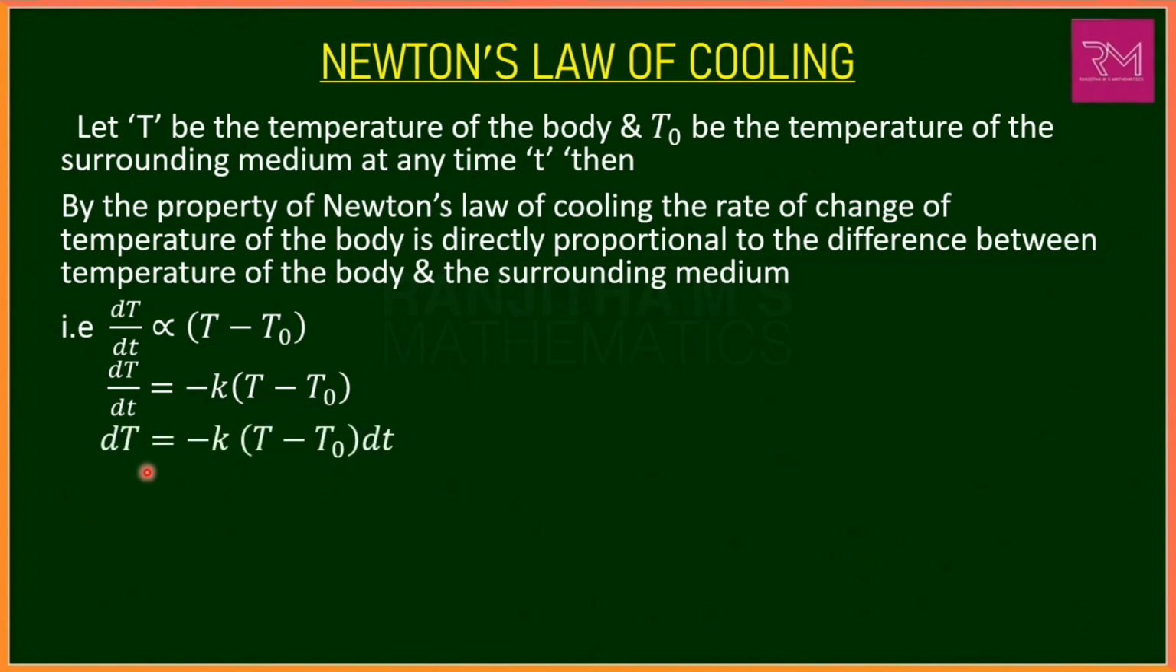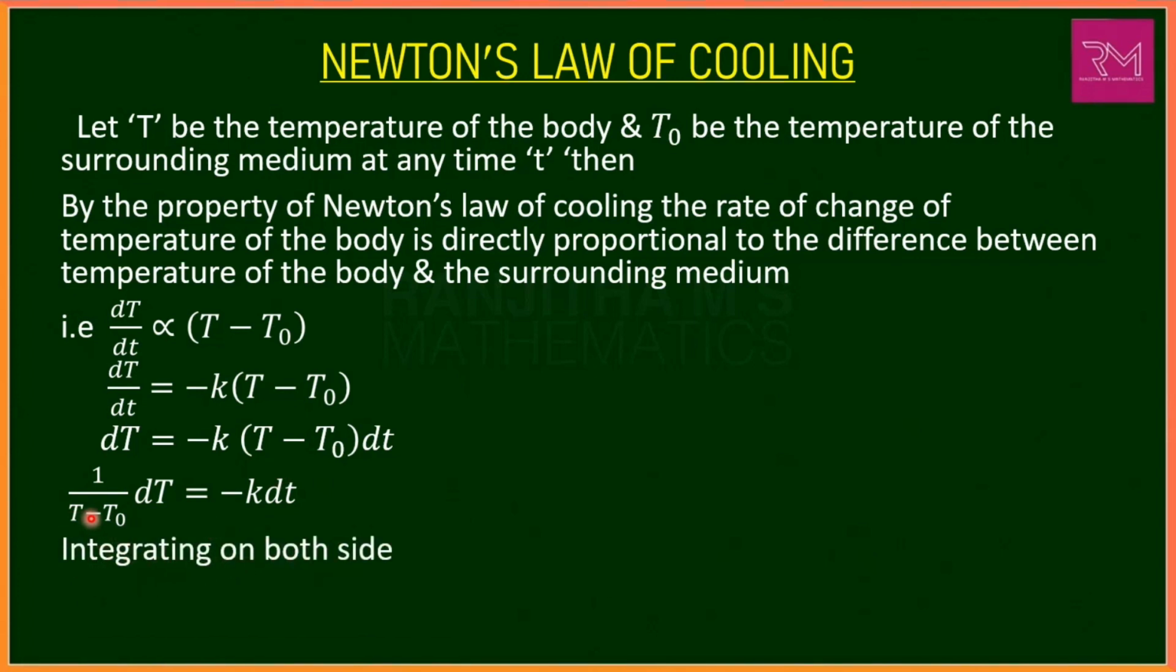Next step, take this dt to the right hand side. We get dT equal to minus k into T minus T naught into dt. Next, take this value to the left hand side. We get 1 by T minus T naught into dT equal to minus k into dt. This is because we have separated the capital T term and the small t term. We get 1 by T minus T naught into dT on one side, which is equal to minus k into dt. Next, we can apply integration on both sides.